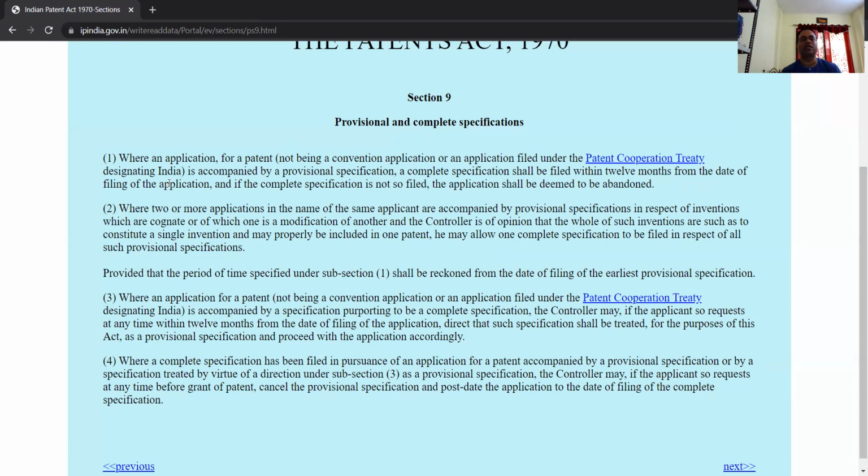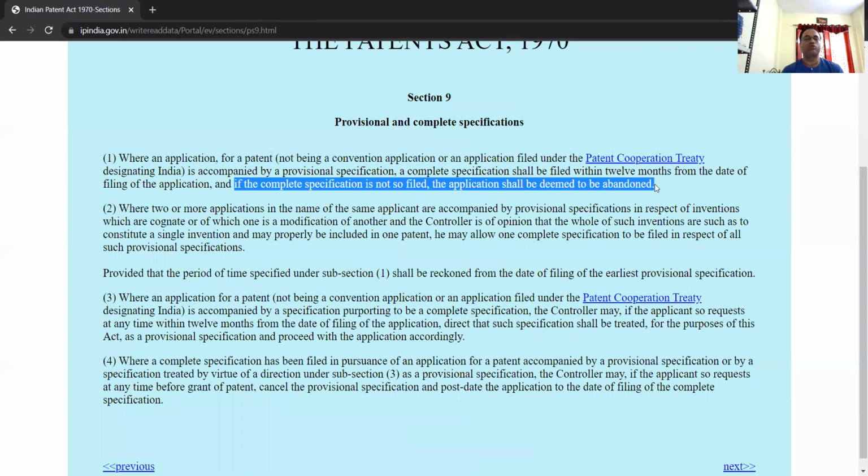A provisional specification does not contain claims, and it can be revised many times. You can file many provisional specifications in 12 months' time, and within 12 months of the first provisional application date we need to file a complete specification, and if the complete specification is not filed, the application shall be deemed abandoned. So my application is abandoned. If I file a complete specification, then it is complete, meaning we can go for request for examination and other things, but a provisional specification will not be examined. If the complete is not filed within 12 months, then the entire application is abandoned and we will have to initiate the same process again, and the problem is that you are going to lose the priority date.